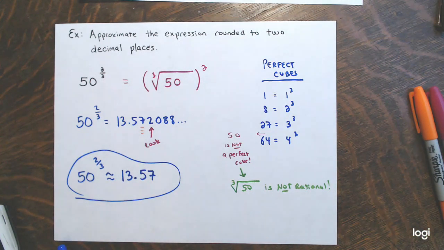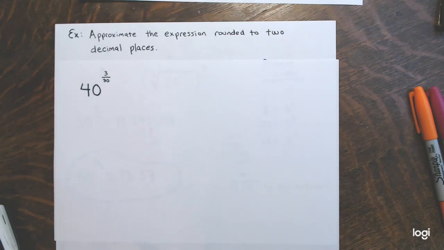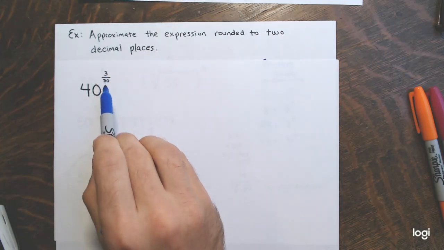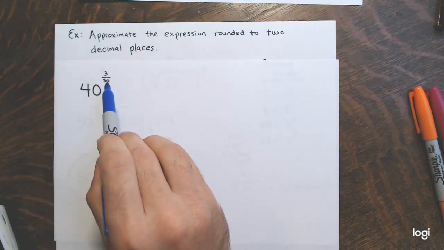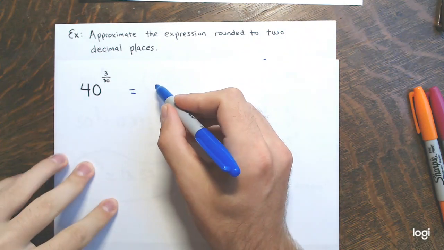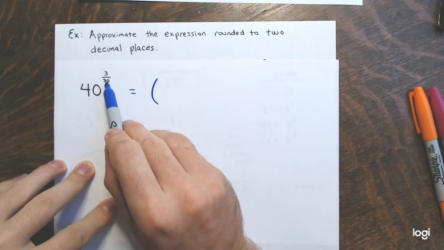Next one similar. Got the same instructions. I'm asked to find, round to 2 decimal places. Now this is kind of crazy, this one, but it's 40 to the 3/20ths power. All right, so if I were doing this the way I've been doing it, where I write it as a radical, look at the denominator of that. That's 20. That's going to be the index on the radical.